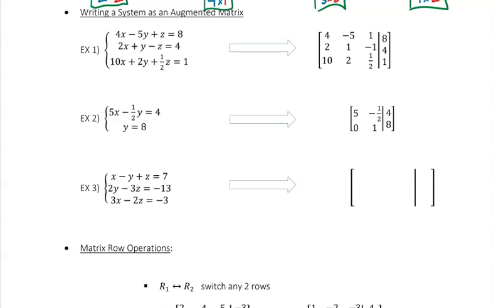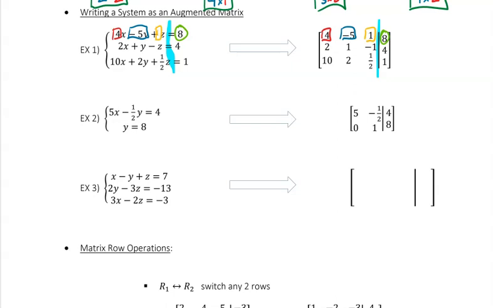So you just take the number in front of x, that goes first. The number in front of y goes in the next spot. The number in front of z, if there's nothing there, remember that's a hidden 1, so that's 1. Where the equals is, that's where we put a line in our augmented matrix, and the numbers on the right go to the right of that line.